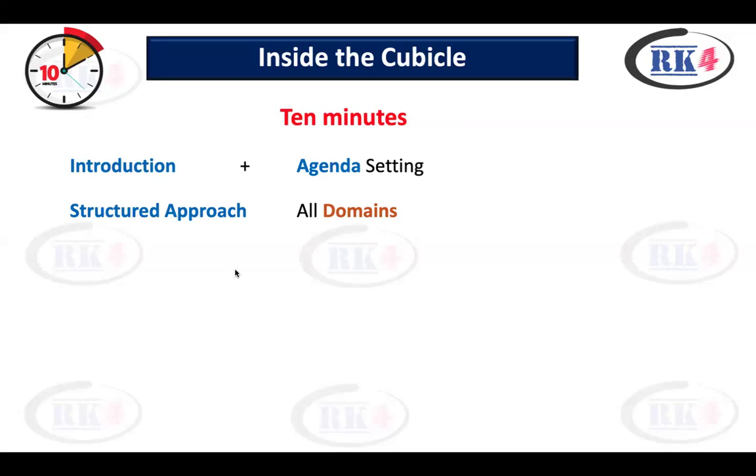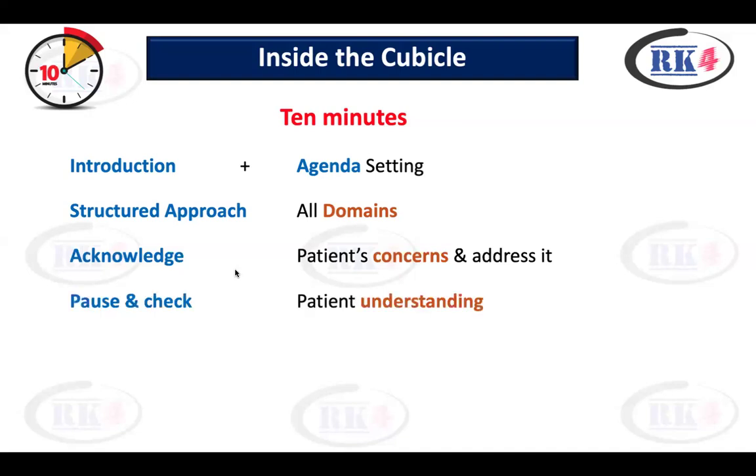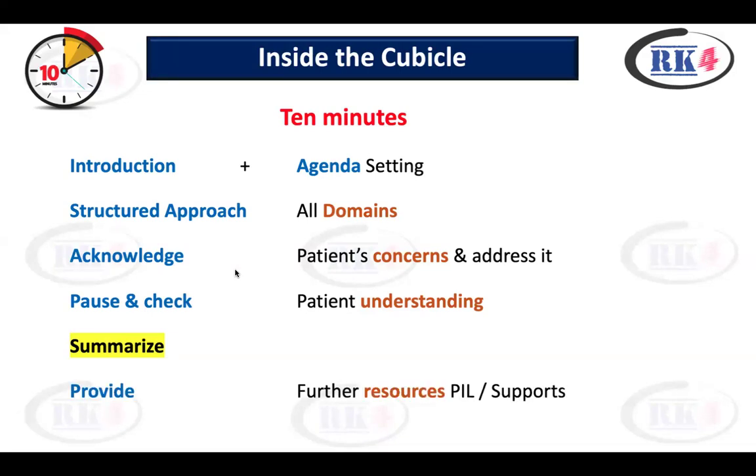The patient safety domain is included in all the 14 tasks. No task is complete without patient safety. Remember that. For other domains, there may be 3 domains, or 4 domains. Remember the domains you are going to be tested on. Acknowledge the patient's concerns and address them. Keep pausing and checking the understanding, whether the patient is with you and understanding or not. Summarize at the end and provide further resources, like a patient information leaflet or support groups, and then conclude the task.